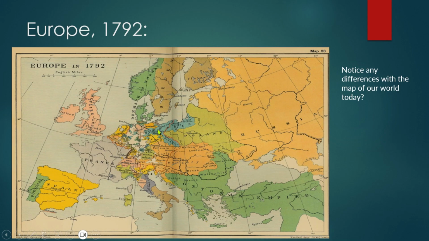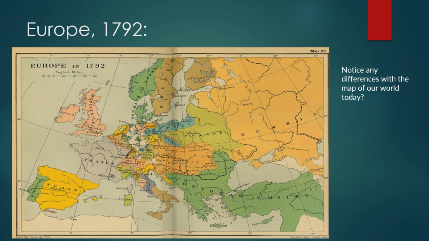But the biggest difference is really what's happening here in Central Europe, and this is where a lot of our combat in the Napoleonic Wars is going to take place. And so it's very important we understand these various areas we find ourselves in. We're still going to have Austria and Hungary, they're still here, but we also have another nation called Prussia. Yes, this is the biggest detail that is different with our modern map today.